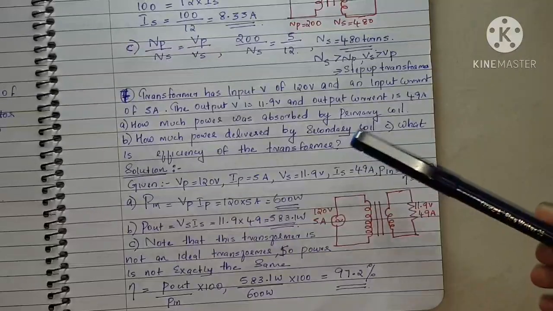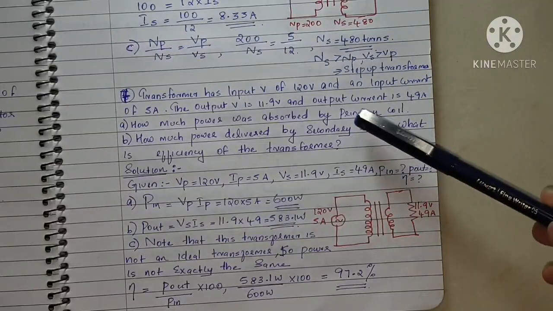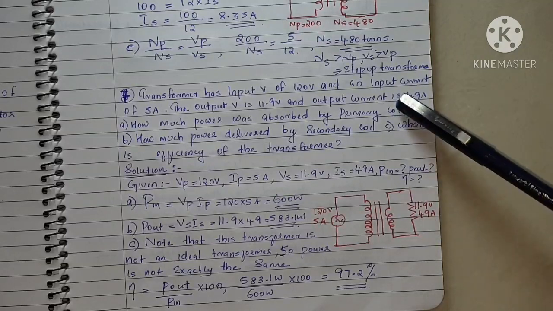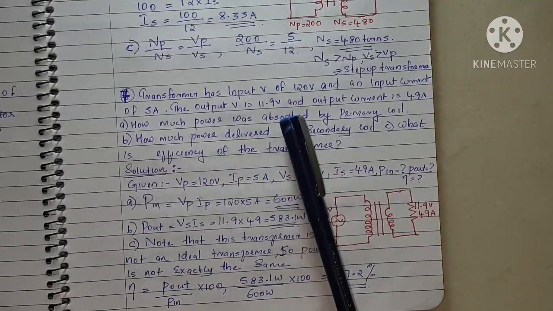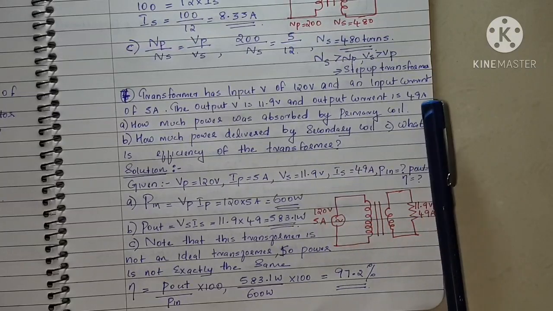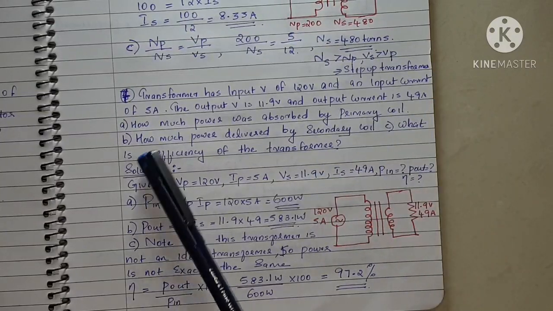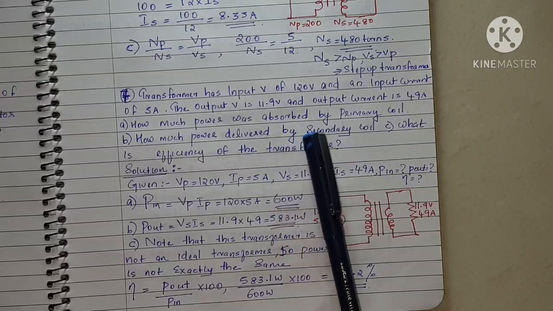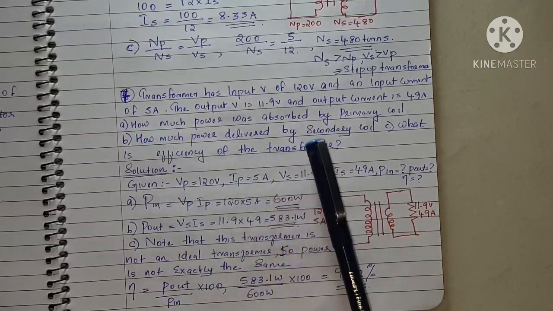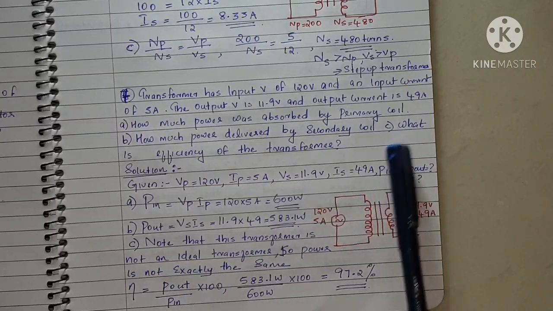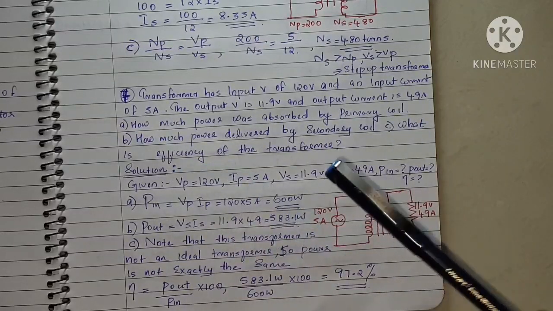7th problem is: a transformer has input voltage of 120 volt and an input current of 5 amps. The output voltage is 11.9 volt and output current is 49 amps. First, we need to find out how much power was absorbed by primary coil. Second, how much power delivered by secondary coil. Third, what is the efficiency of transformer.